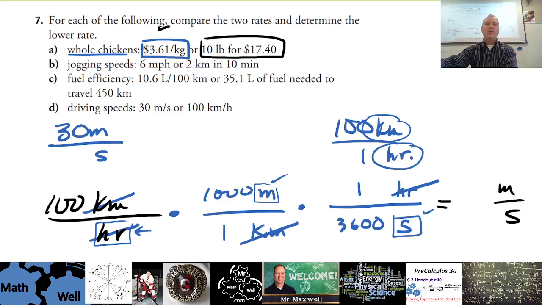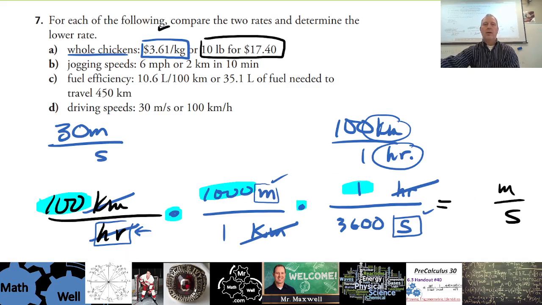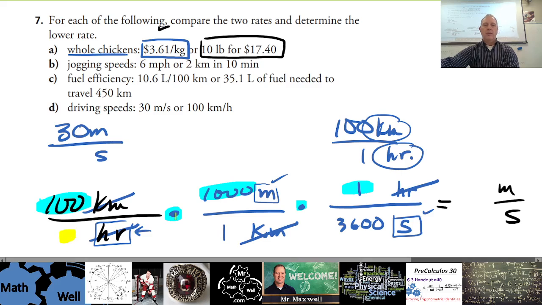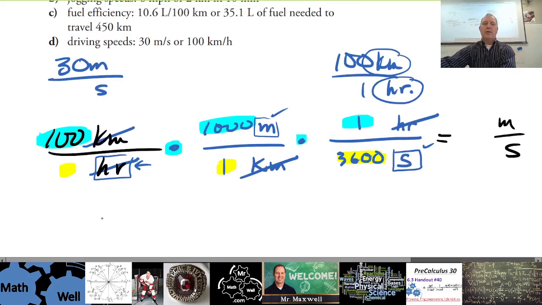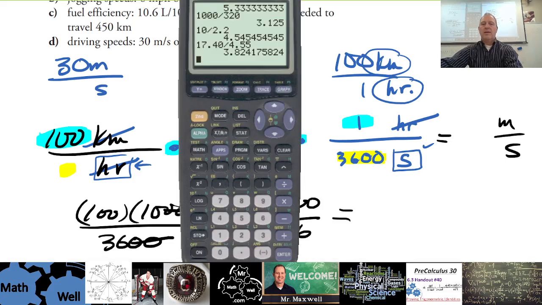So now what you do finally is you say, what numbers do I have left over? I have 100 here, and I have to multiply by 1,000 here, and I have to multiply by 1 on top. So 100 times 1,000 on top. And on the bottom I have a 1 times a 1 times 3,600. So my answer is going to be 100 times 1,000 divided by 3,600. That's going to be meters per second. 2 zeros go with 2 zeros there. 100 times 10 is 1,000 divided by 36. What's 1,000 divided by 36?